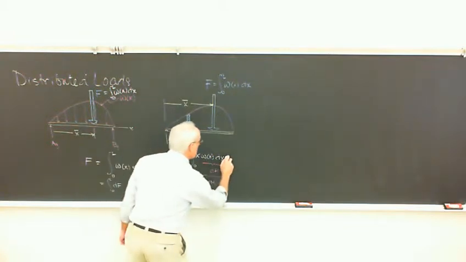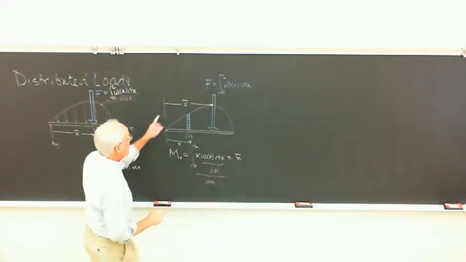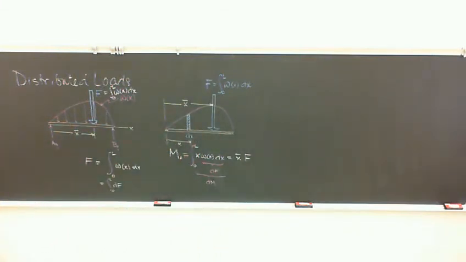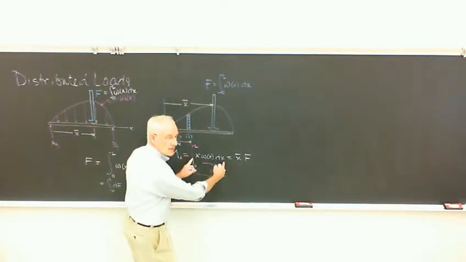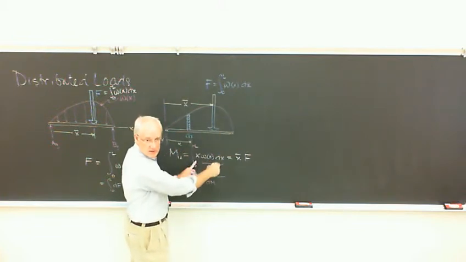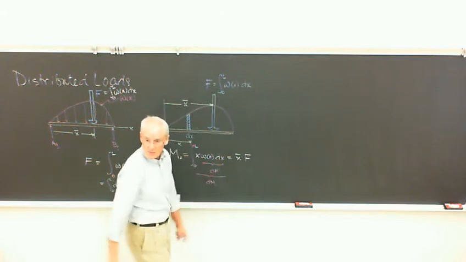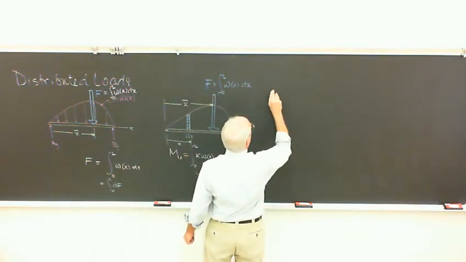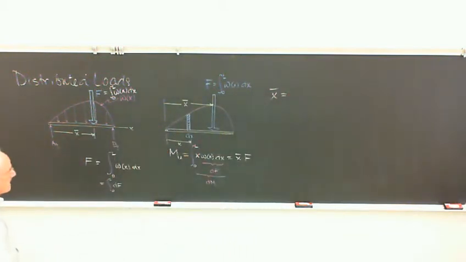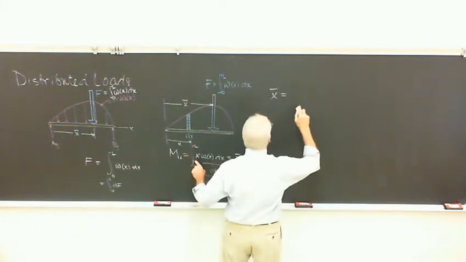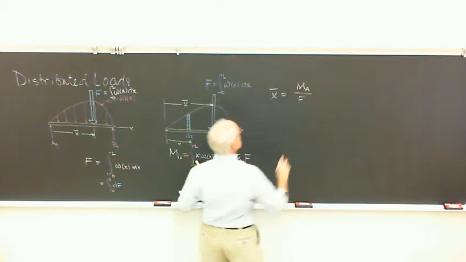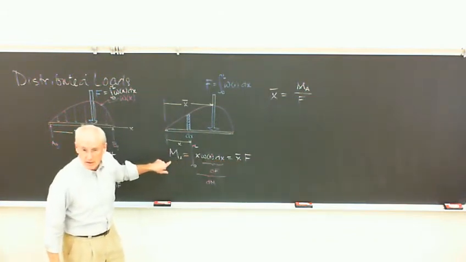So let's see. That means this moment must equal the moment arm of that single load times that load. Those two pieces, this integral we just did that is the moment caused by the distributed load, must equal the moment caused by our singular load, or they're not going to be equivalent. And that's how we then find it. We place our load, x bar, at M_A, the total moment, divided by F. That's just solving here for x bar.